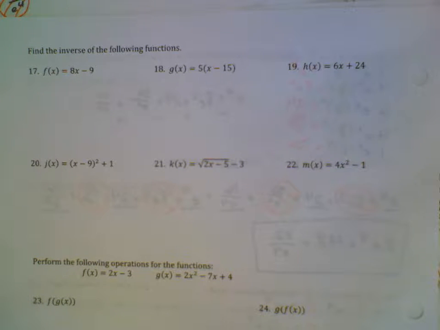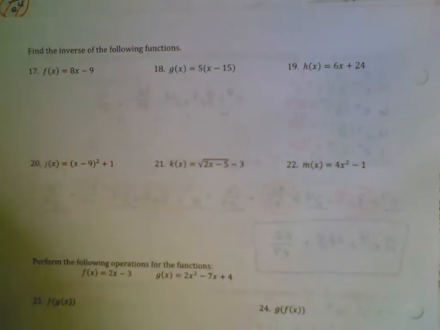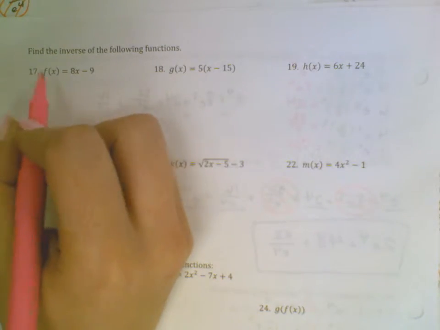In order to find the inverse of a function, there's a couple things you can do. You can either do a do-undo table, which is what we practice a lot at the beginning, or you can just switch your x and y, where f of x is your y. So I'll do a couple of them each way so you can see how it's done.